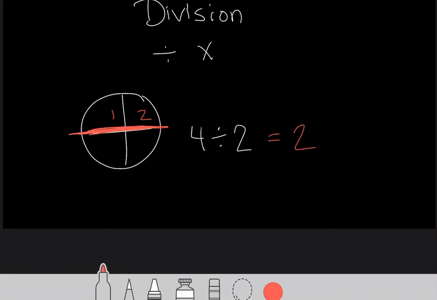Now let's look at that in terms of multiplication, the inverse operation. 2 times 2 equals 4. Okay, so that makes sense.